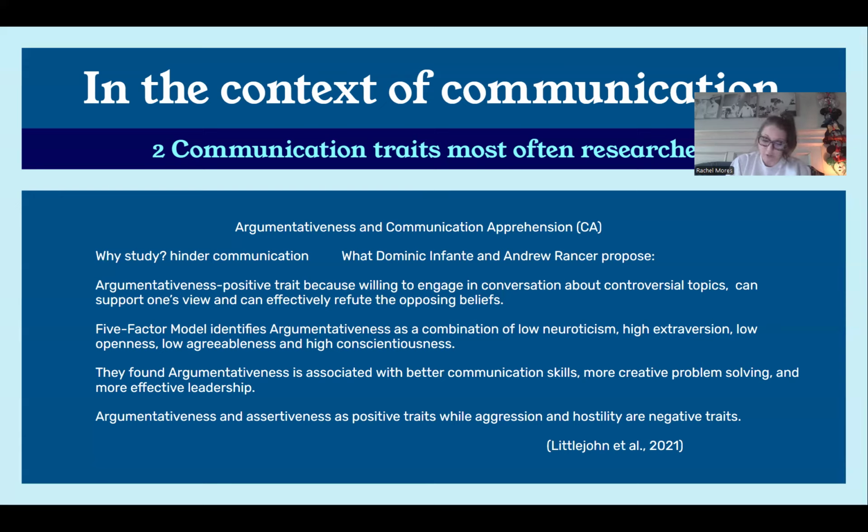They found that argumentativeness is associated with better communication skills, more creative problem solving, and more effective leadership. However, they do note that this is not the case across all cultures. They find argumentativeness and assertiveness to be positive traits, while aggression and hostility are negative traits. And not everybody is going to agree with this.